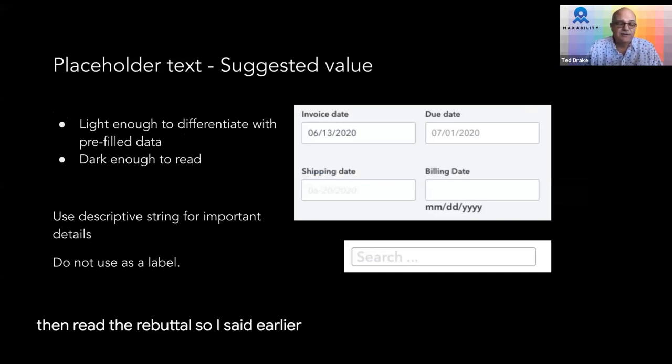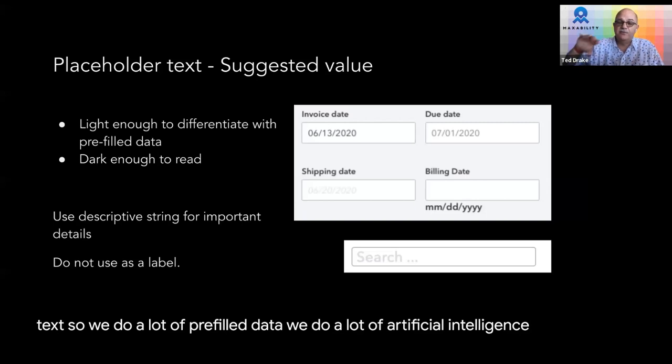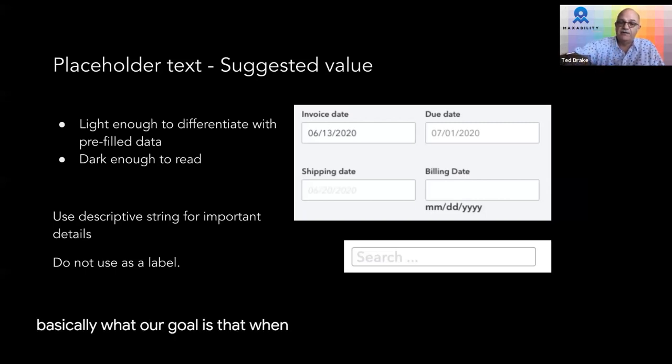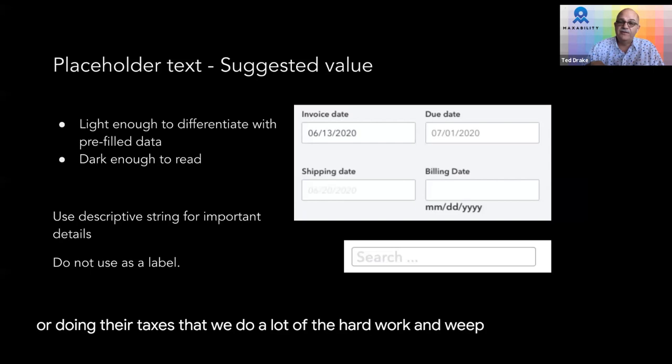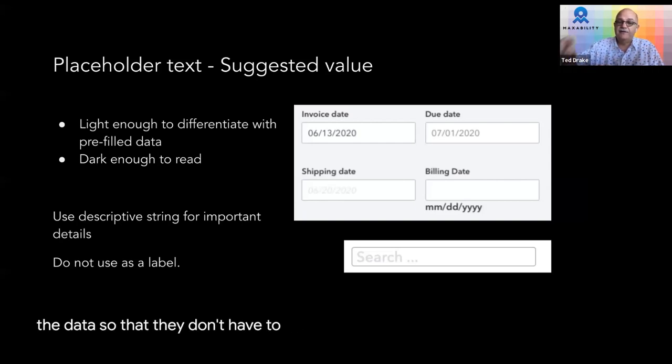So I said earlier that sometimes your designers are going to come up with justifications for not using adequate color contrast. And we have one of those at Intuit, and that's the placeholder text. We do a lot of pre-filled data. We do a lot of artificial intelligence. So basically our goal is that when someone is filling out a new invoice or doing their taxes, we do a lot of the hard work and pre-fill the data so that they don't have to sit there and input every single input.